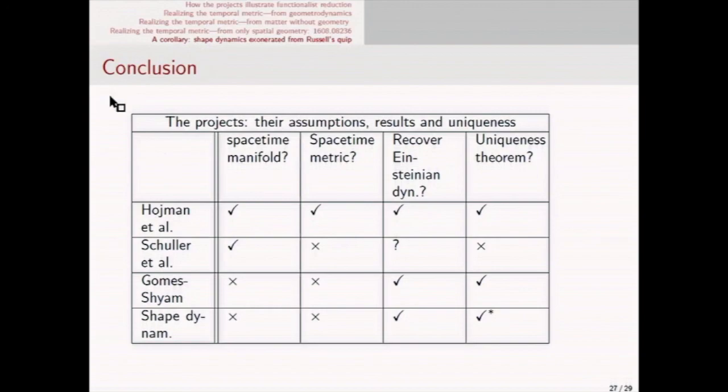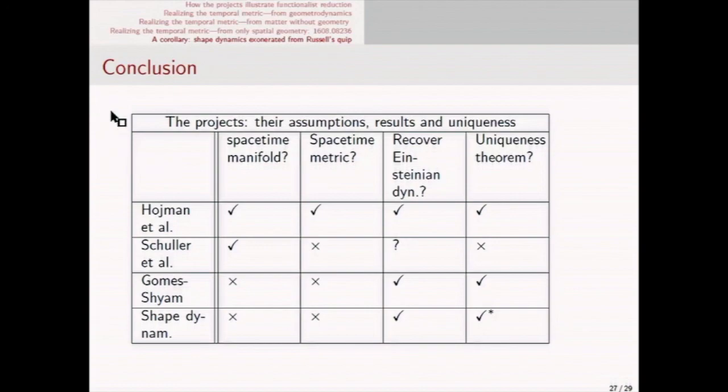Dear Henrique has this excellent table. The first two columns are assumptions. So there we see four projects. For example, Gomes doesn't postulate a 4-dimensional manifold, but HKT and SDG do. Shape dynamics does not. As we've said, HKT actually postulate a Lorentzian metric. SDG do not.